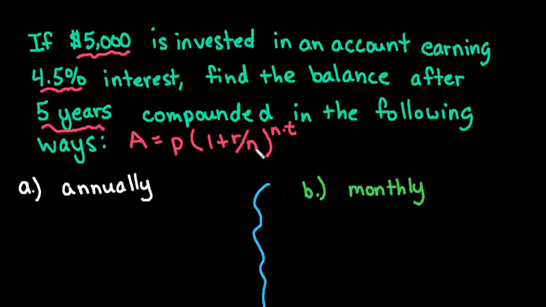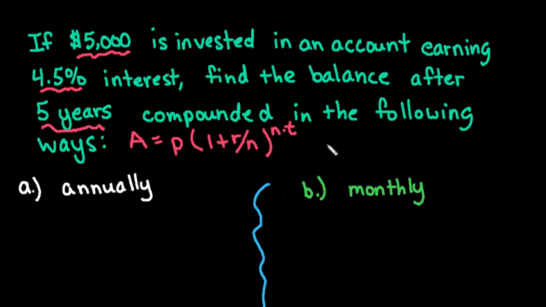N would just be the number of times. So annually would be once per year. Monthly would be 12 times per year. Quarterly would be 4 times per year. Semi-annually is twice per year. Daily is 365 times per year.